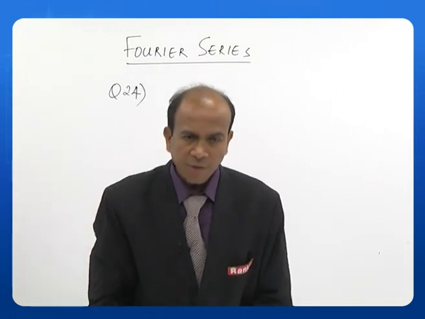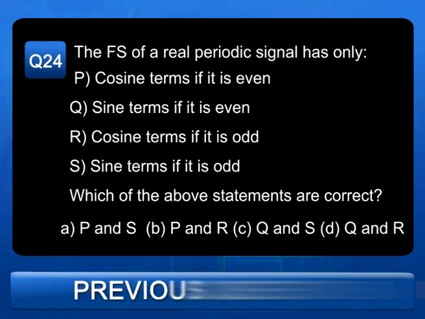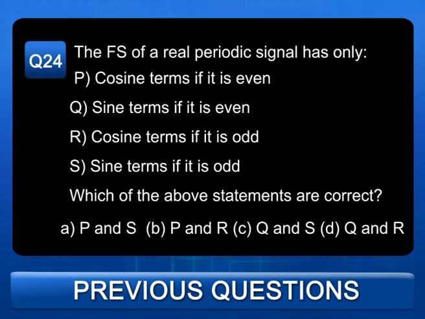Let us see the next question. The Fourier series of a real periodic signal has only sine terms if it is even, cosine terms if it is odd, and sine terms if it is odd. Okay. So these are the different combinations of answers. So we have to find out which of these statements are correct.